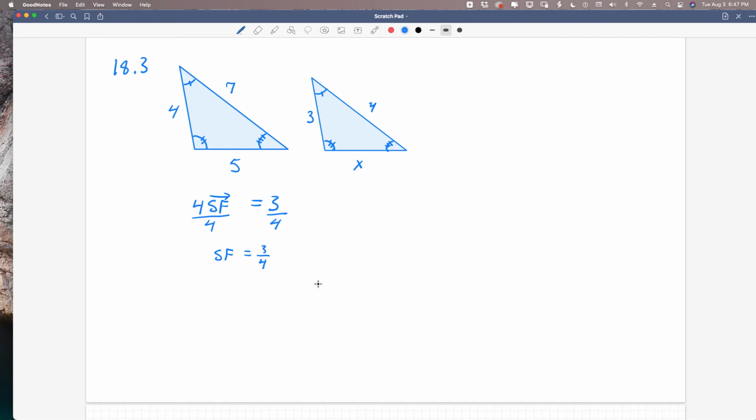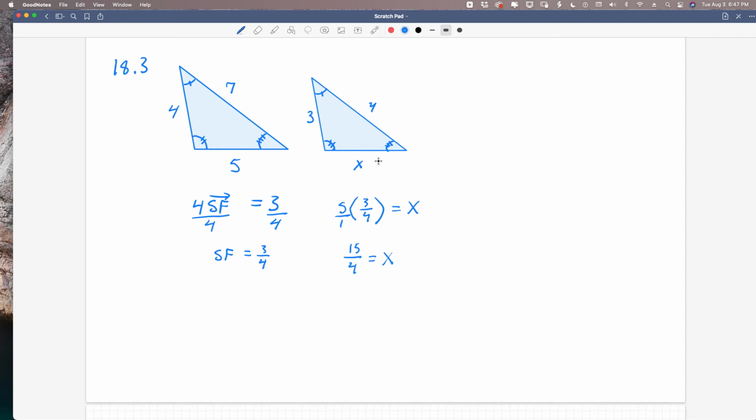Now, in order to find x and y, all we have to do is multiply the corresponding side that we have the measurement for by the scale factor. So in order to find x, we're going to multiply 5 times our scale factor. So 5 times 3 over 4 is going to equal x. We make this a fraction by putting 5 over 1, and then we multiply straight across. So it's going to be 15 over 4. That equals x. So that is the length here.